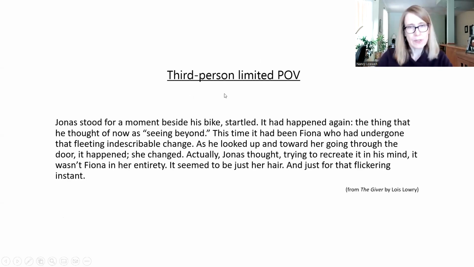So third person limited point of view. Jonas stood for a moment beside his bike, startled. It had happened again, the thing that he thought of now as seeing beyond. This time it had been Fiona who had undergone that fleeting, indescribable change. As he looked up and toward her going through the door, it happened. She changed. Actually, Jonas thought, trying to recreate it in his mind, it wasn't Fiona in her entirety. It seemed to be just her hair, and just for that flickering instant.